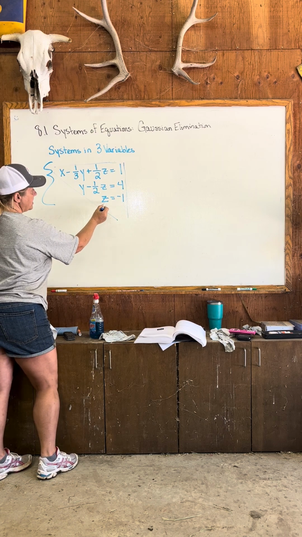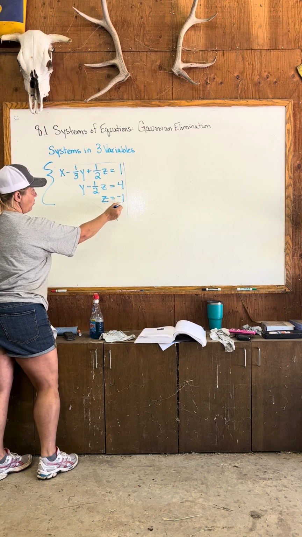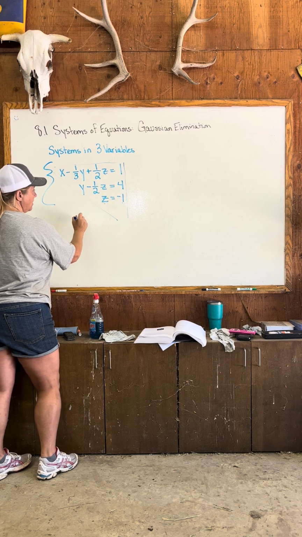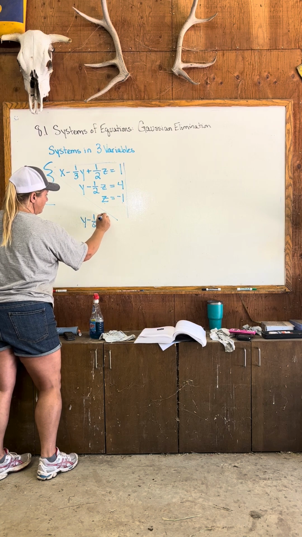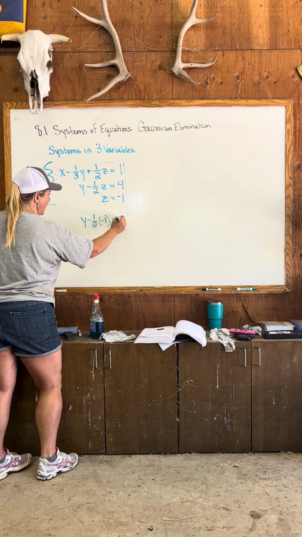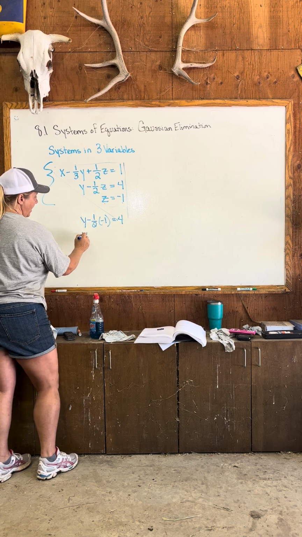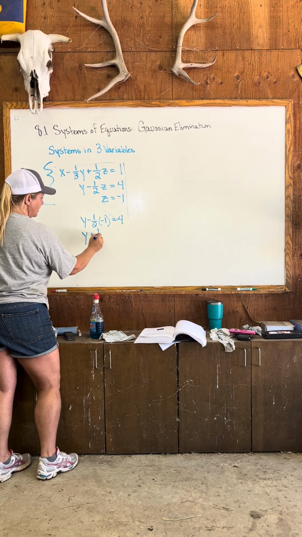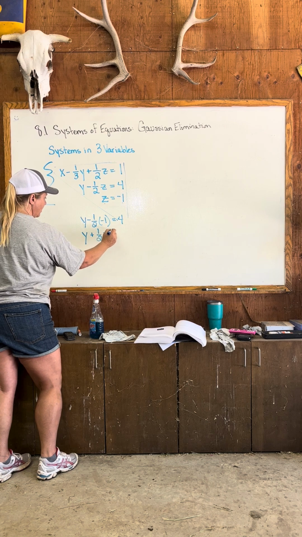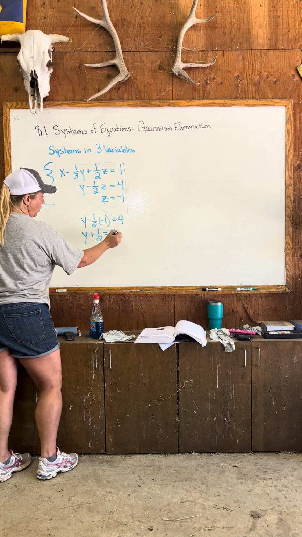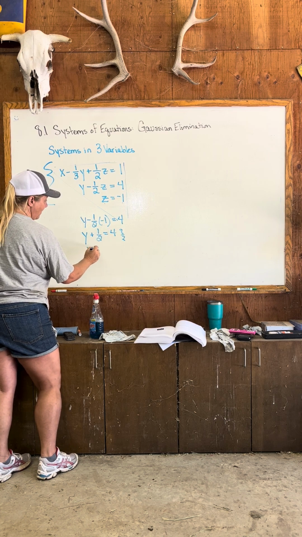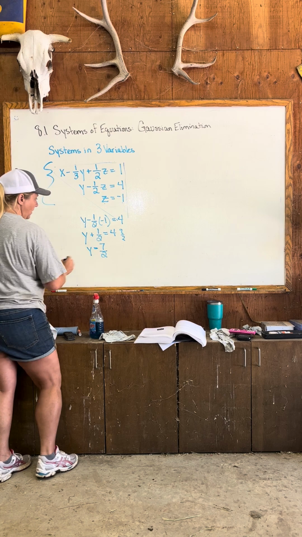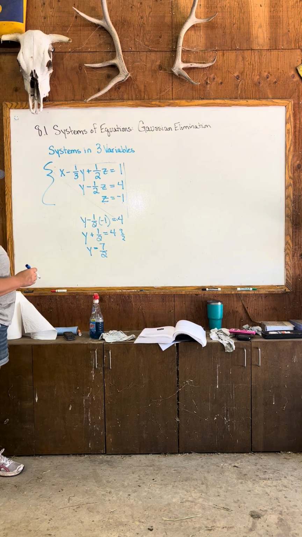But what we could do is take z, which we already know is -1, and plug it into the next one. So we have y minus 1/2 times -1 equals 4. So we have y plus 1/2 equals 4. So 4 is 8/2, and when we subtract 1/2, we'll have 7/2. I don't know why they started us with this ugly one, but that's okay. We can deal with fractions.